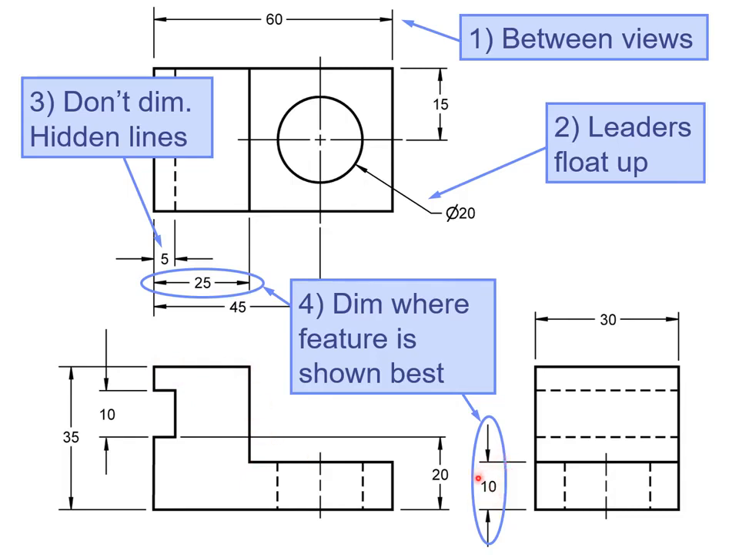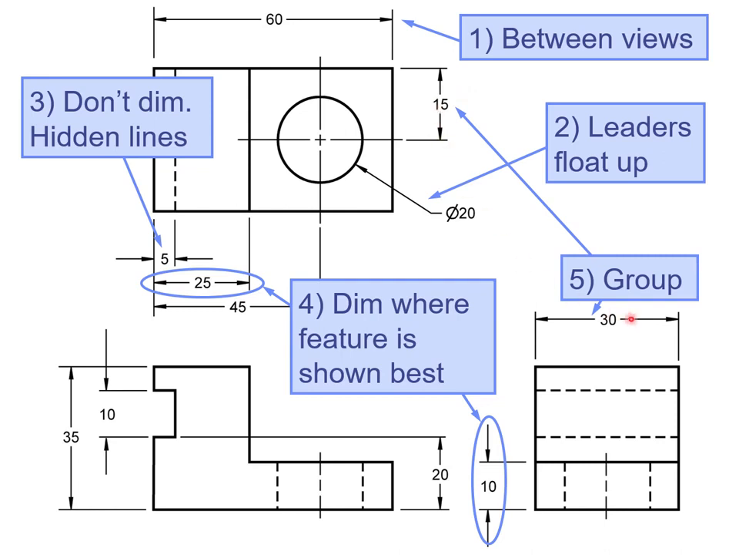Same thing here with the 10. The dimension of 10 is dimensioning to this object line, but it's not clear what this is doing here. But here in the front view, it's clear. It's a step, right? Or you can see it as the thickness of the step. So this 10 looks better if you place it here. And you get to group it with the 20. Okay, let's take a look at the next mistake.